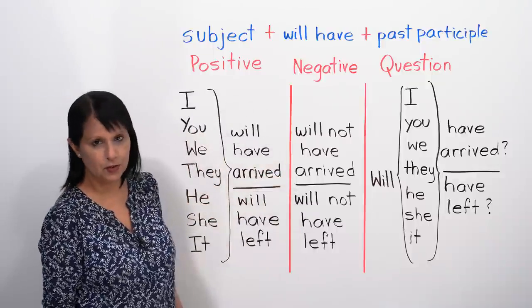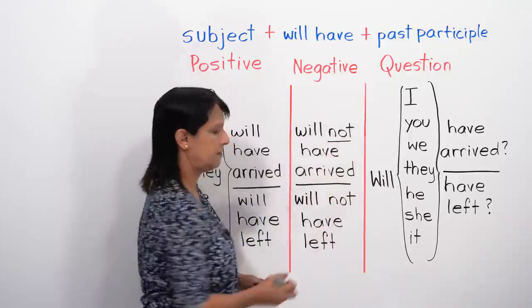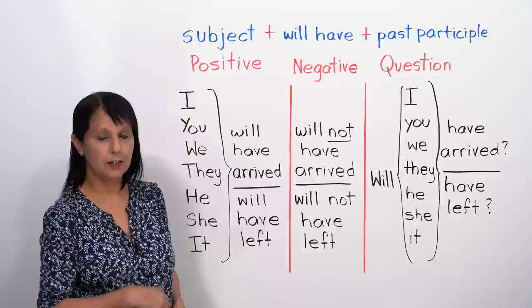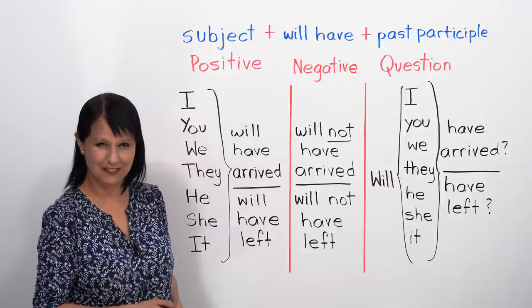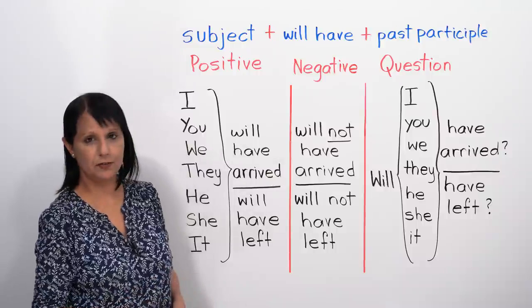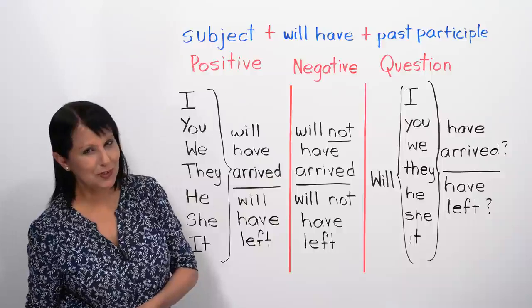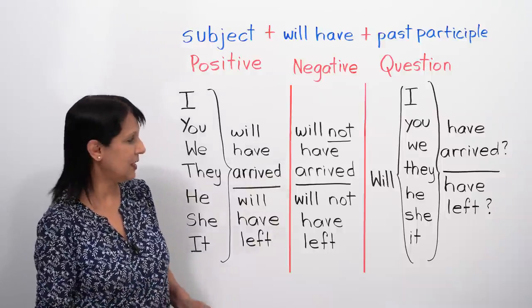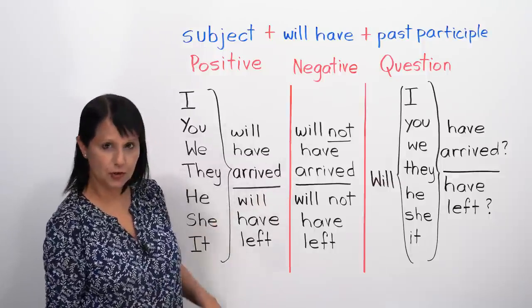To make it negative, it's really easy. All we're doing is we're just adding not, okay? I will not have arrived by that time. You will not have arrived. We will not have arrived. They will not have arrived. He will not have arrived. She will not have arrived. And it will not have arrived. Okay? So that's really easy. Now, let's look at the question.